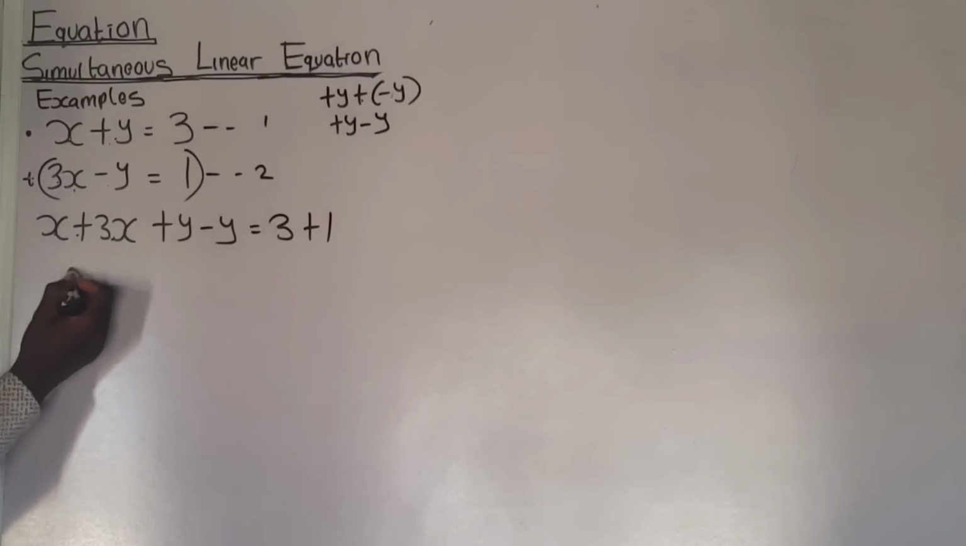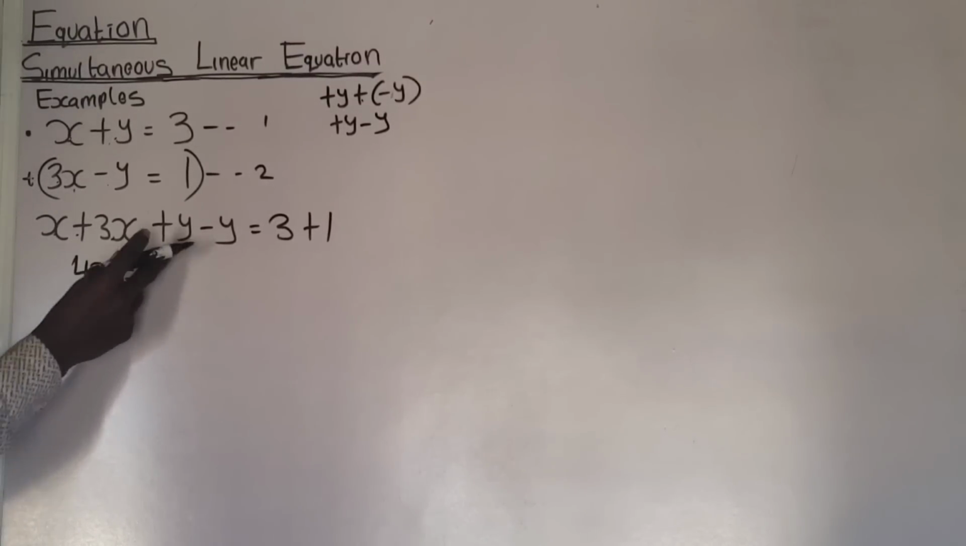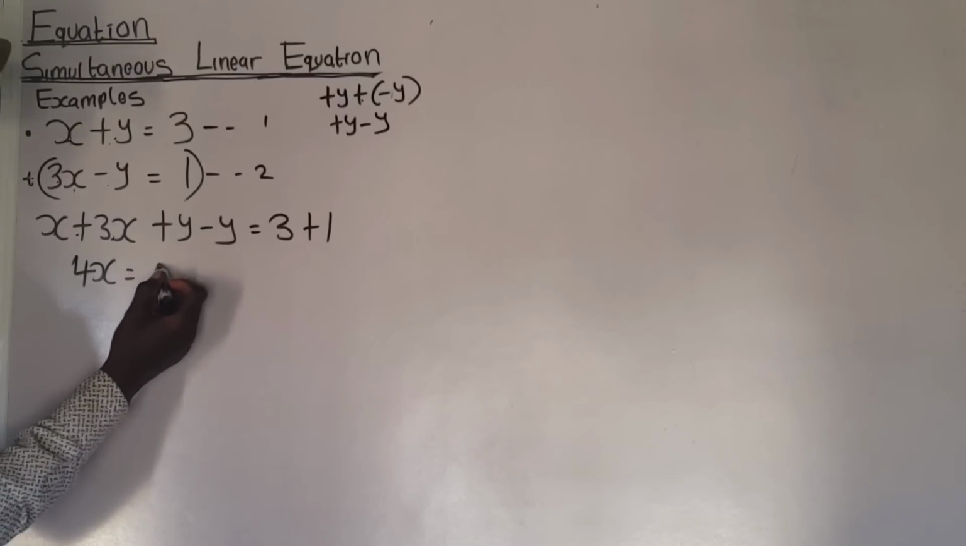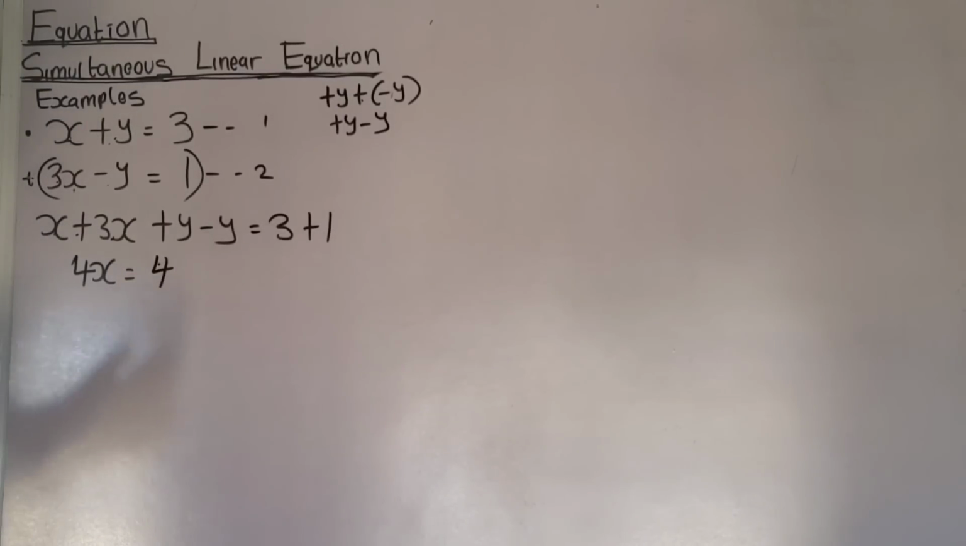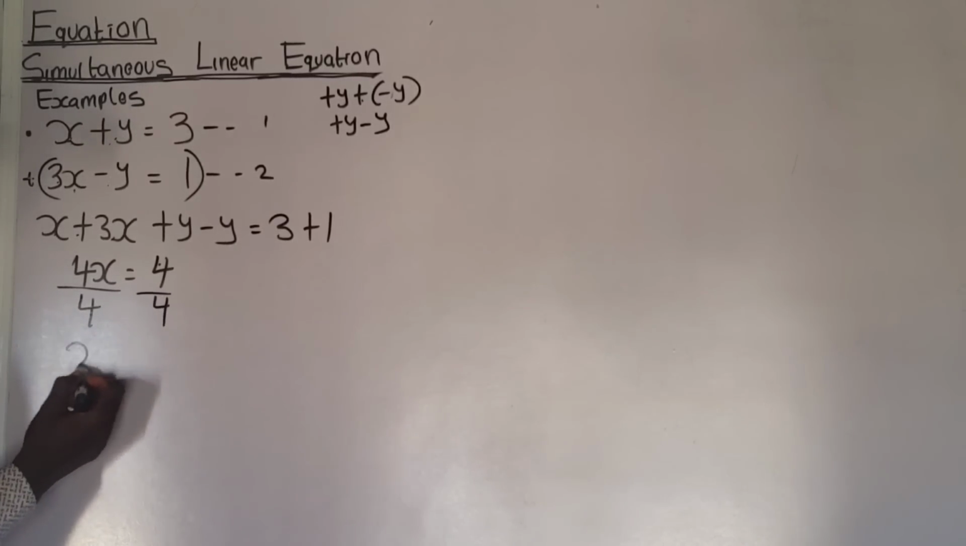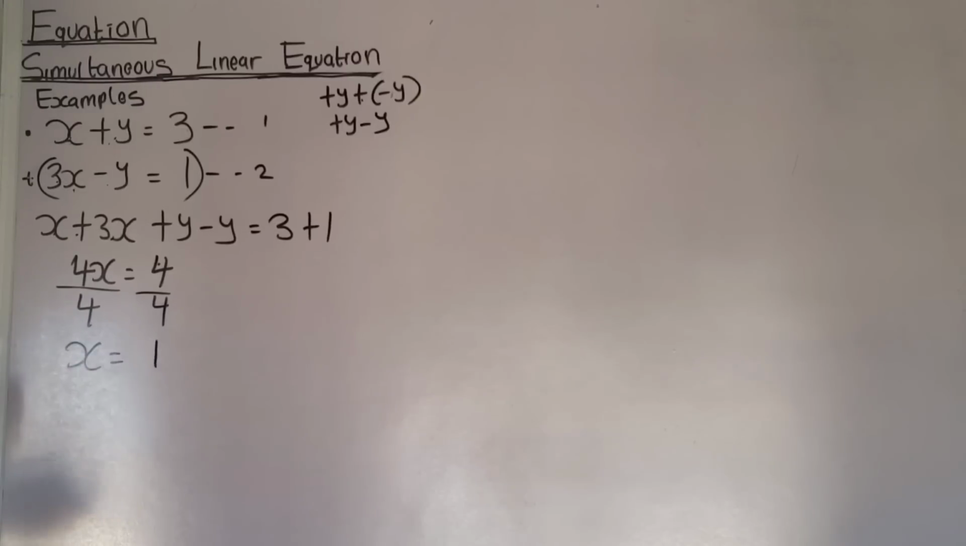I'm going to have 4x is equals to, now, plus y minus y. That is what? 0. Okay, so I'm going to have 4x is equals to 4, because 3 plus 1 will give me what? 4. Now, divide both sides by 4. This over 4, I'm going to have x is equals to what? 1. Do you understand?